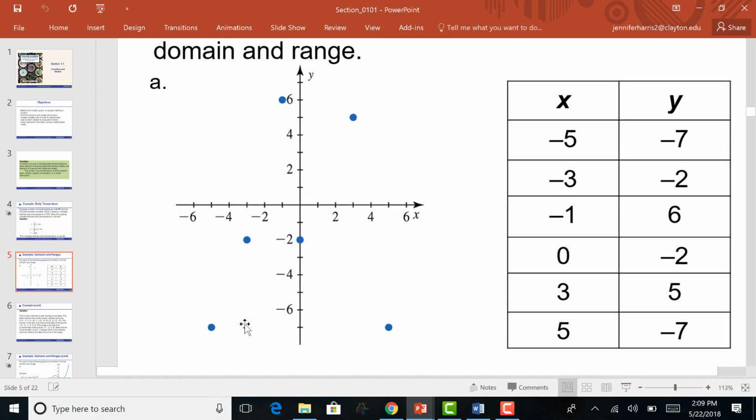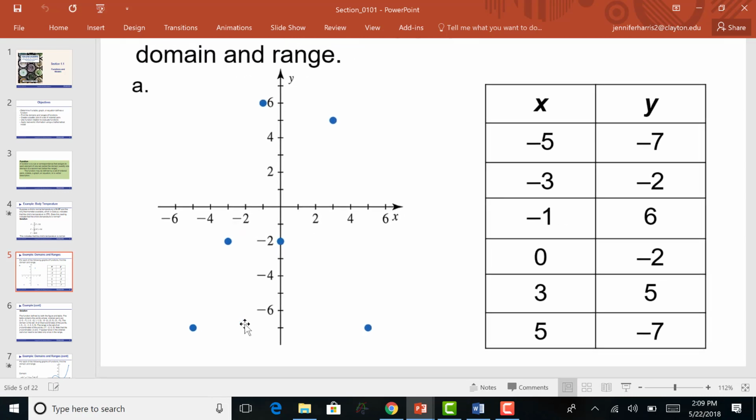Let me see if I make it bigger. Based upon what you see, what would you name that point as an ordered pair? What would you name it? Or on the XY table, this point right here, what would you name it? -5, -7. I agree with you. Is it on the table?